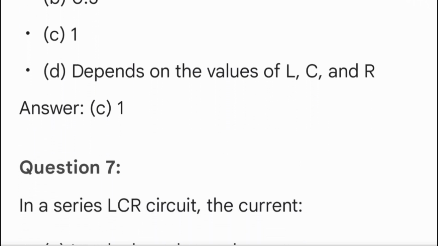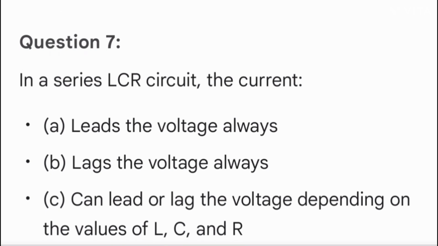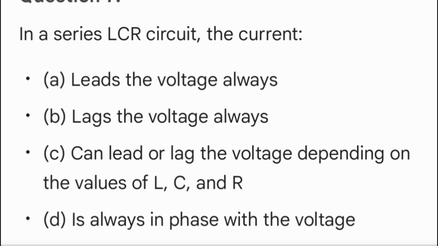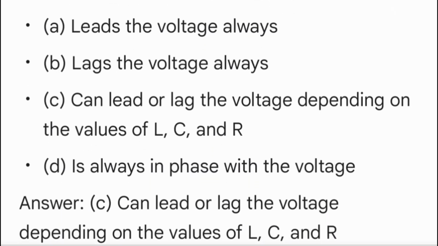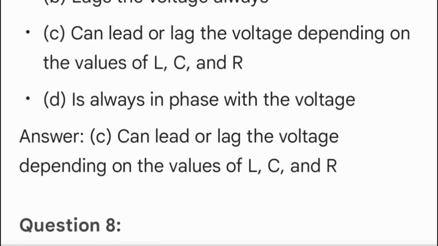Question 7. In a series LCR circuit, the current A. leads the voltage always, B. lags the voltage always, C. can lead or lag the voltage depending on the values of L, C and R, D. is always in phase with the voltage. Answer: C. can lead or lag the voltage depending on the values of L, C and R.